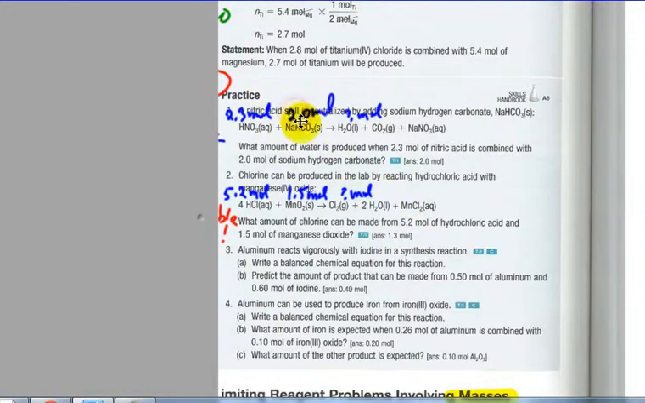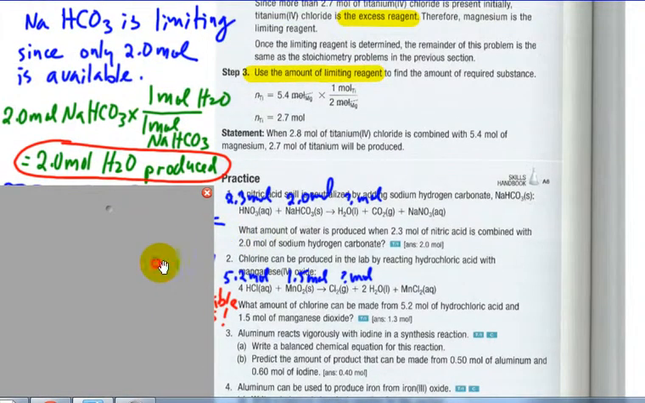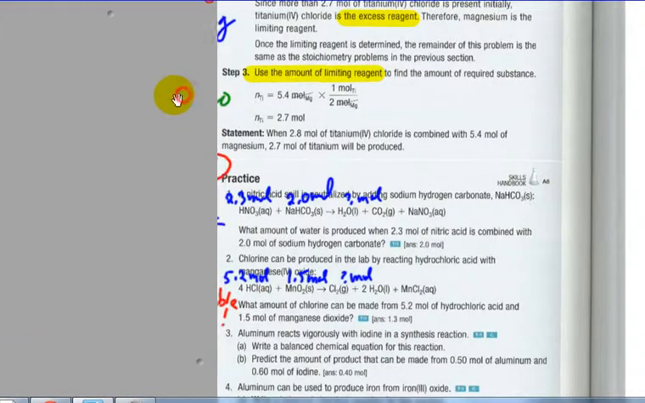Okay, over here it says nitric acid spill is neutralized by adding sodium hydrogen carbonate or baking soda. What amount of water is produced when 2.3 moles of nitric acid is combined with 2 moles of sodium hydrogen carbonate? So of course the 2.3 and the 2.0 are not stoichiometric amounts. They're not going to be completely used up. And the nice thing about this question is that it's a 1-to-1 ratio here. So you can get the limiting reactant right off the bat without even actually having to calculate it. But we are going to run through the calculation anyway here.